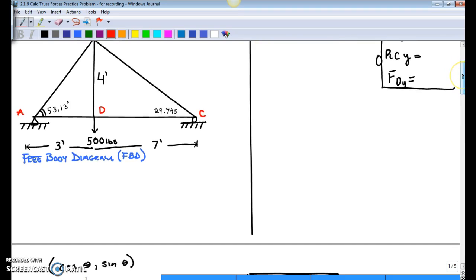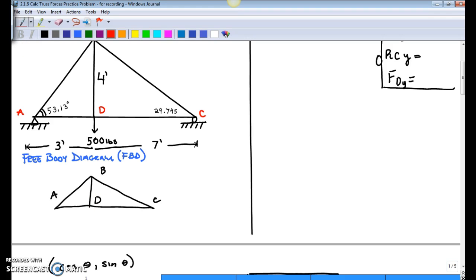So we can go ahead and draw out our free body diagram for this truss. It'll look something like this. And I may as well label them right now: A, B, C, and D, just like they are above.